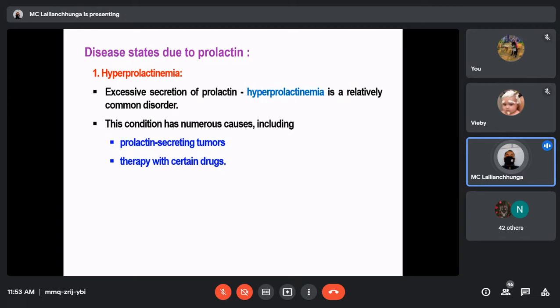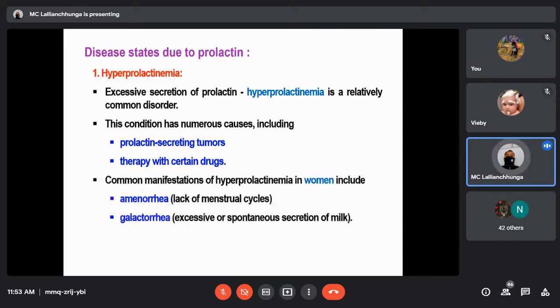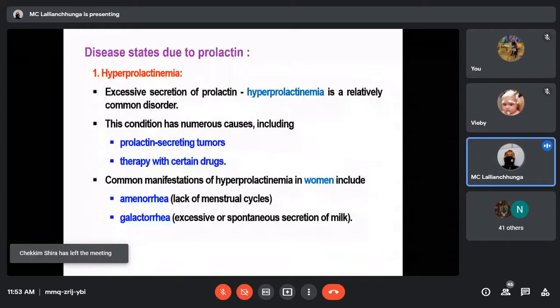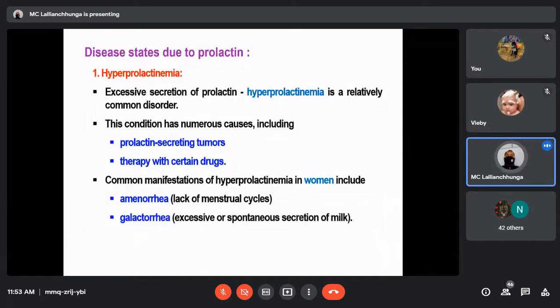Okay, so that will increase the production of prolactin, or therapy with certain drugs may also lead to altered production of this prolactin. Common manifestation of hyperprolactinemia in women includes, okay, if there is too much prolactin, what will happen in case of women or female? Amenorrhea, that means there will be a lack of menstrual cycle, or galactorrhea, excessive or spontaneous secretion of the milk.